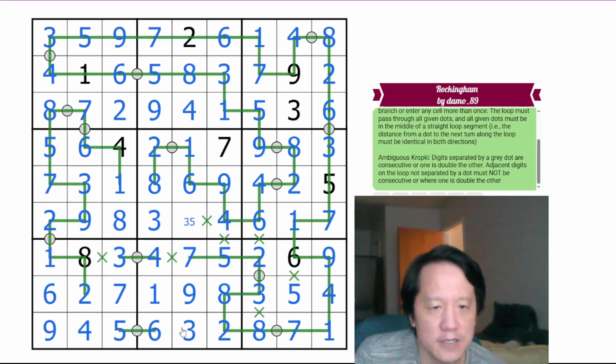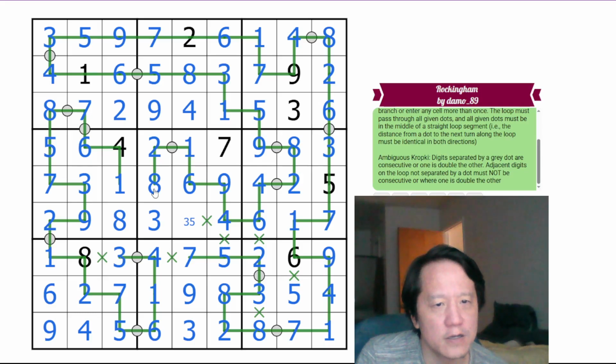Cannot connect. 6 cannot go to 3. So therefore, these must turn. So both of these have to turn then, which means it cannot connect to the 4. So then that doesn't work. 4 cannot connect with 3. 4 has to go to the 1. That means 7 and 2 connect.